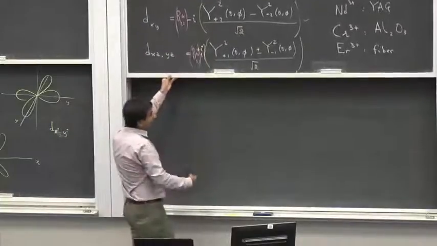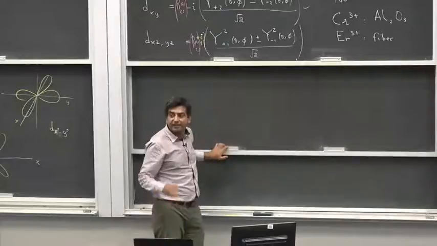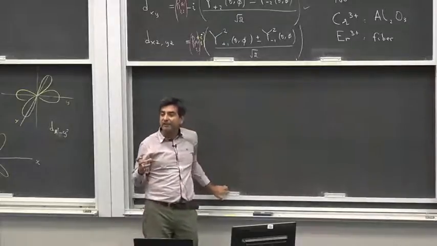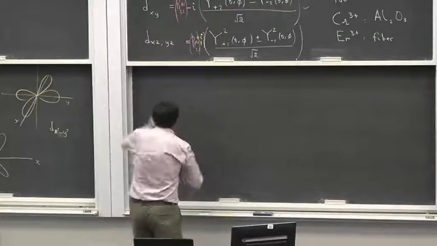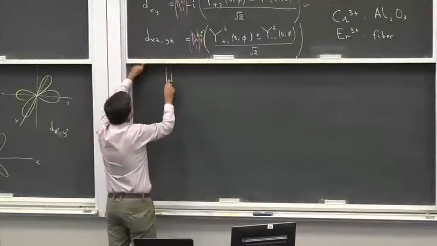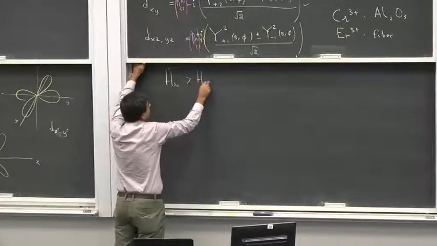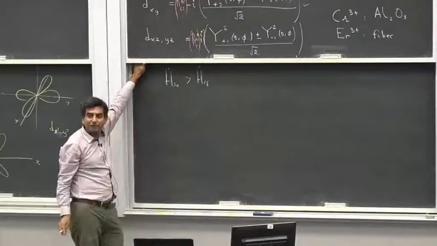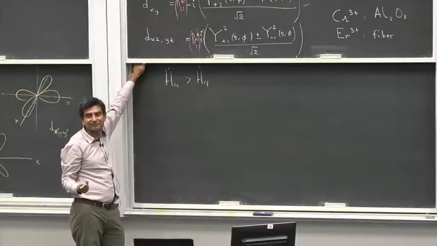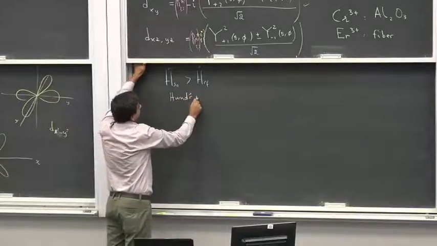So for the 4f ion, the Hund's rules are satisfied. The exchange and spin orbit interaction is stronger than the crystal field interaction. So we have two regimes. If the spin orbit interaction is stronger than the crystal field interaction, then what we've learned so far is fine, and the Hund's rules work. Mostly. Okay?